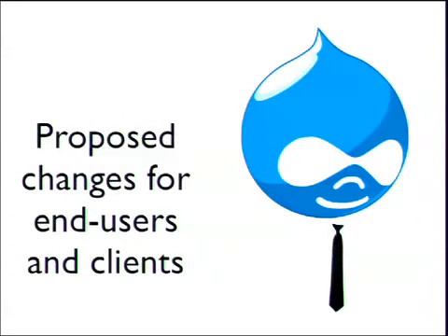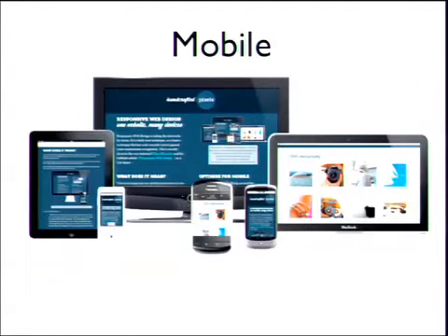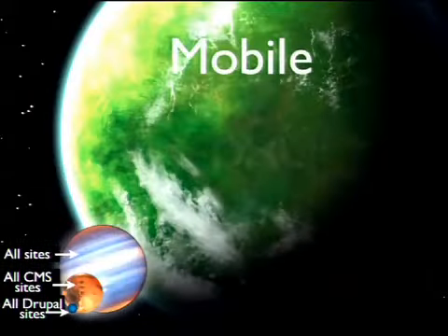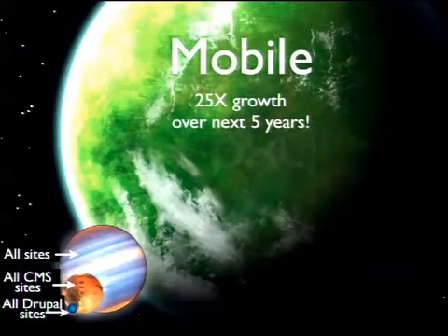So for proposed changes for end users and clients, we have things like mobile. Mobile is intended to go after this opportunity. So there you can see there's a little blue planet there for all Drupal sites in the whole entire universe. And there's a little bigger red planet behind there, which is all CMS sites.